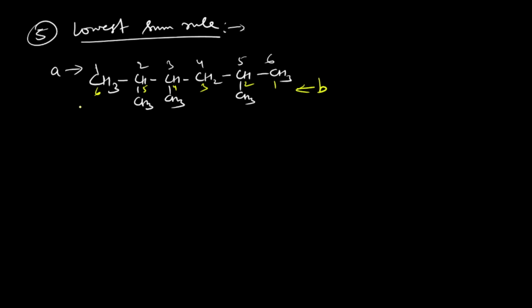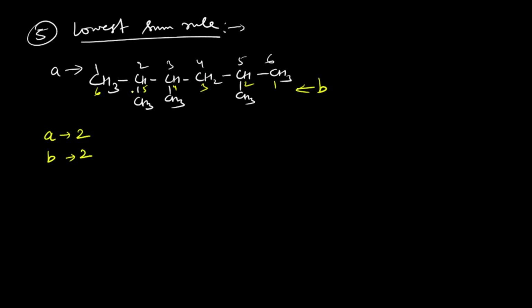Now you just tell me which numbering will be correct. According to rule number 3, whichever way the first substituent comes earlier, we'll take that numbering. Starting with A, the first substituent is coming on second. Now starting with B, the first substituent is also coming on second. So we know that if the position is the same, then we'll go for rule number 4, which says that if the position is the same, we go alphabetically, correct?